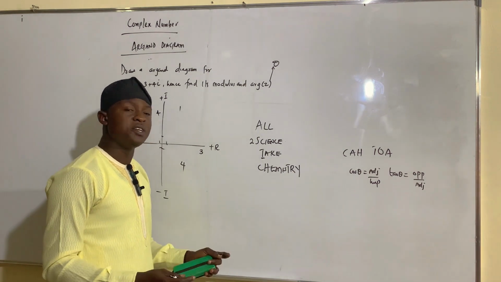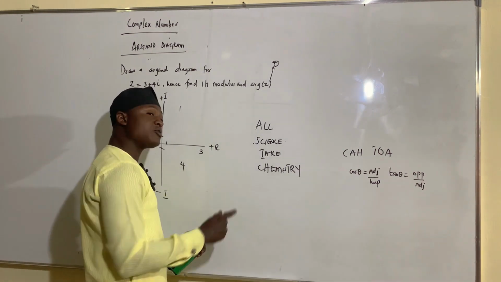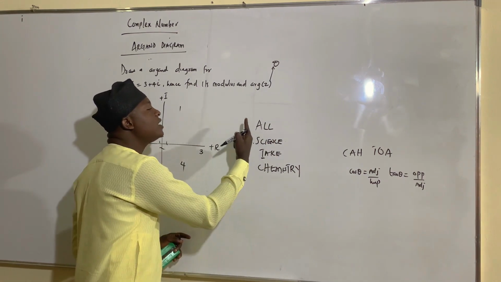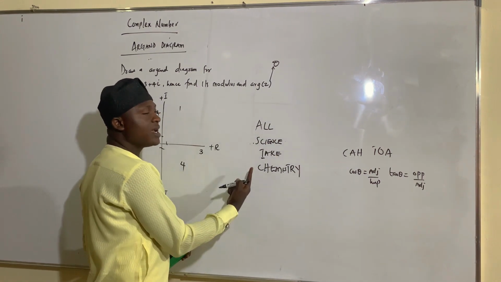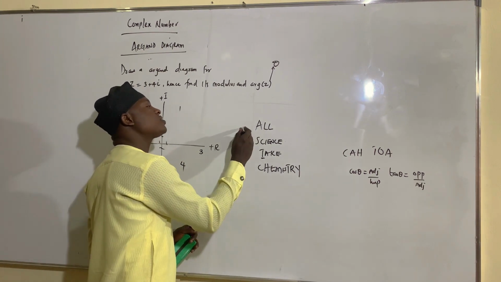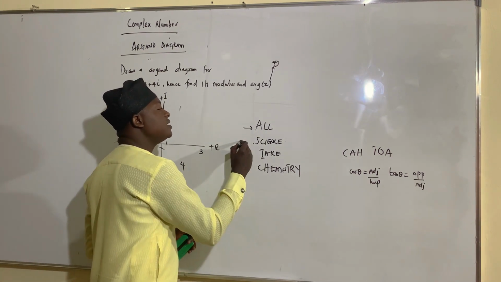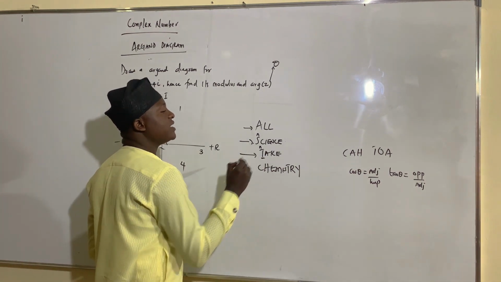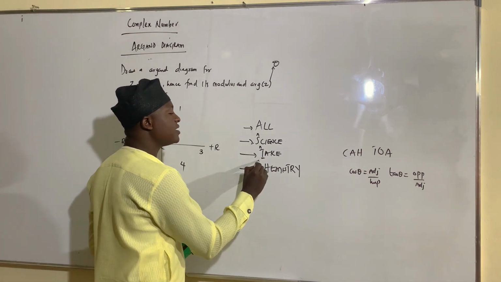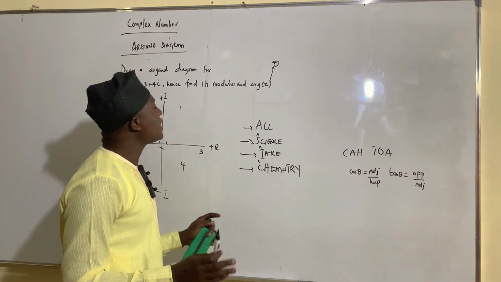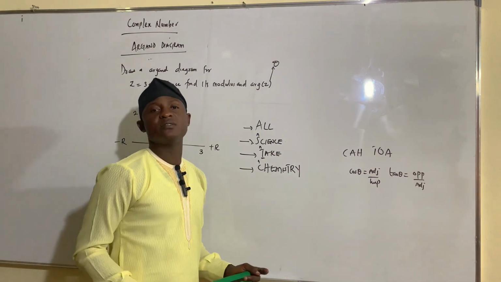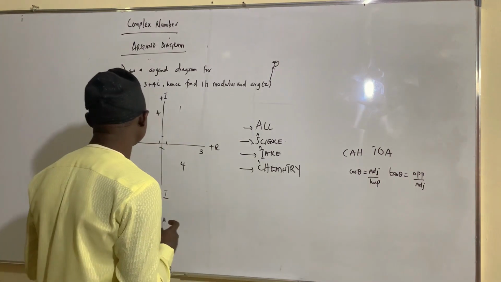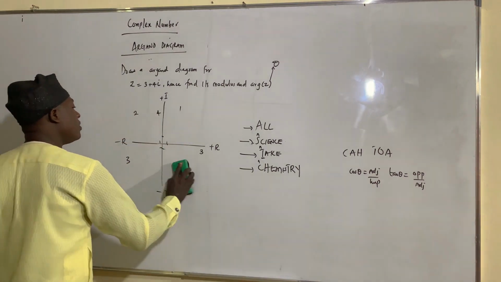You can see, instead of you cramming it, you don't need to cram it. That's why you have these acronyms. All Science Take Chemistry. Meaning, in the first quadrant, all are positive. In the second quadrant, only sine is positive. In the third quadrant, only tan is positive. In the last quadrant, only cos is positive. You don't need to cram anything here. Mathematics is just the study of counting. It's simple and straightforward to perform its operations. So now, let's go back to the problem we are solving.